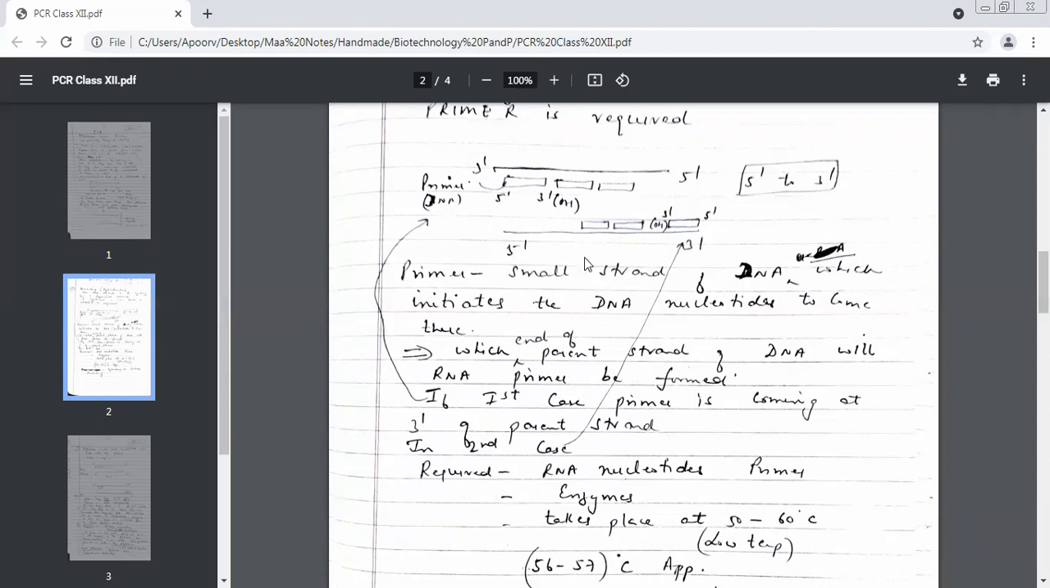Now understand here. If your primer has attached to the 3' end on this strand, then it will attach on the same end on this strand also. Look carefully, this is the primer. Primer is attached to which strand? 3'. So in the lower strand also it will attach at the 3' end. Now this is the 3' of your strand and this is your primer.